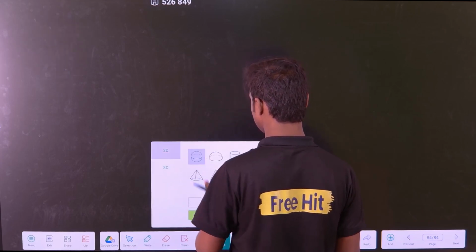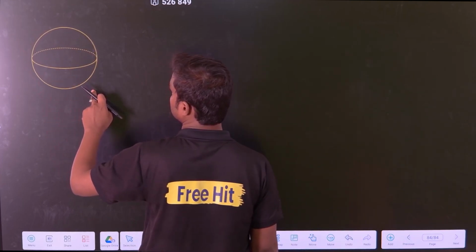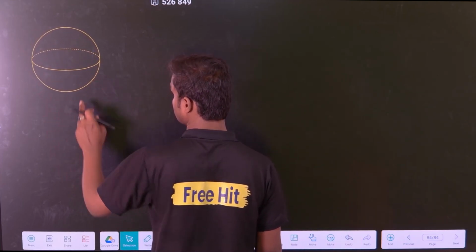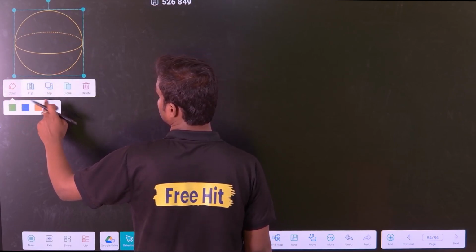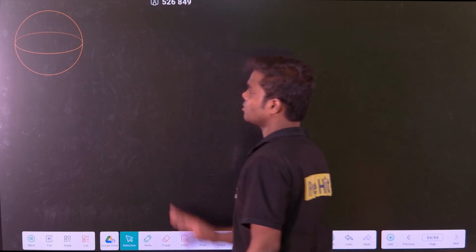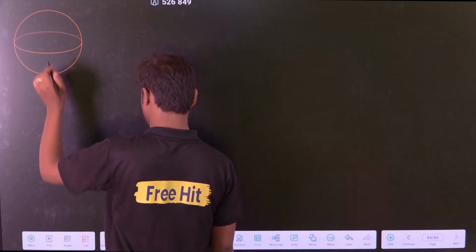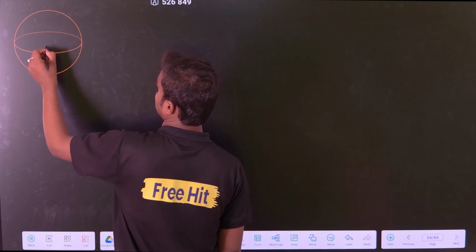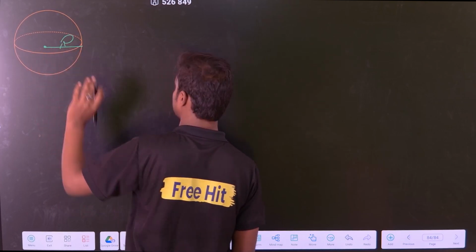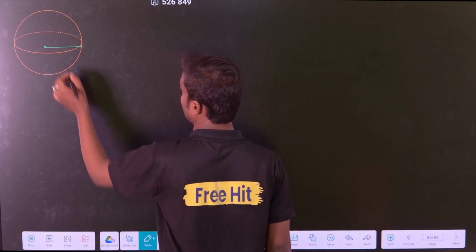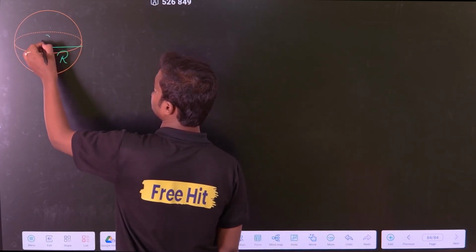Suppose this is my sphere, correct? The radius is given, and at the center, this is my center, and the radius is r. That is given. Now suppose at the center I keep a charge q.